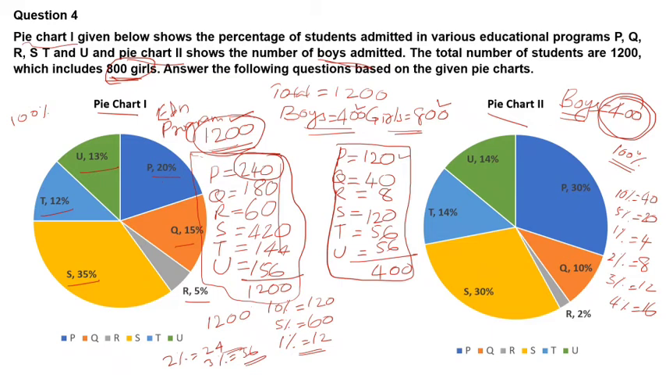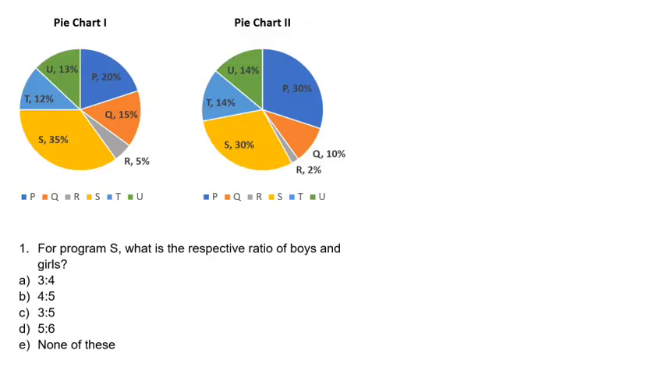I hope you have completed it. Pause the video if you have not completed, and then go to the question. Here is your first question. For program S, what is the respective ratio of boys and girls? For program S, we have seen the total is 420. Out of that, boys are 120, and girls are 420 minus 120, 300.